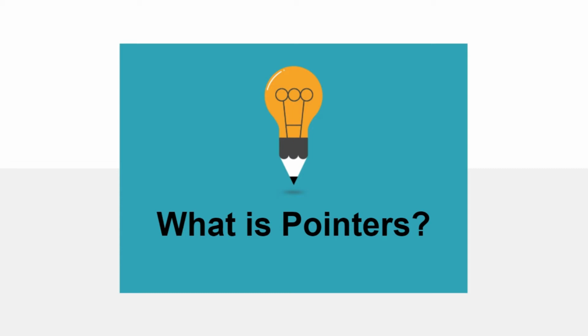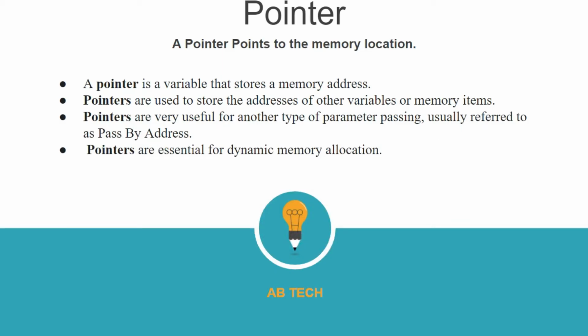So let's discuss what exactly a pointer is. A pointer points to a memory location. That is the most basic definition of a pointer. It points to a memory location. A pointer is a variable that stores a memory address. Okay, so a pointer is a variable which can store the address of another variable. So that is what a pointer is.